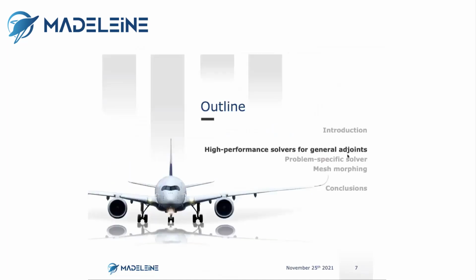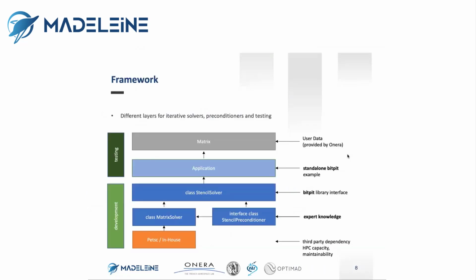Now I would like to present you the first contributions that come mainly from Onera and Optimad. And they are related, as I told you, to the improvement of generic linear solvers. In order to do so, a framework has been developed. This framework is mainly divided into two. The lower part is really linear solvers, where the development of the linear solvers took place.